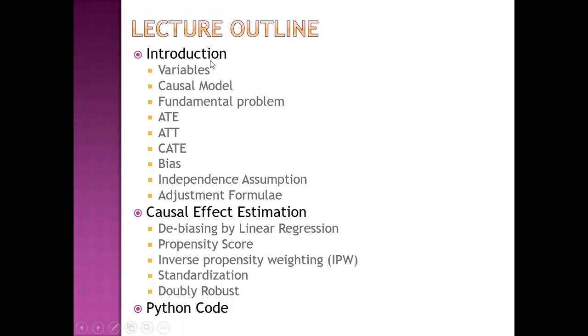First I will give an introduction about variables, causal model, fundamental problem of causal analysis, ATE, ATT, CATE, bias, independence assumption, adjustment formula. Then I will talk about causal effect estimation. First of all, de-biasing by linear regression, then propensity score, then inverse propensity weighting, then standardization, then doubly robust technique. Then I will describe an example in Python code.